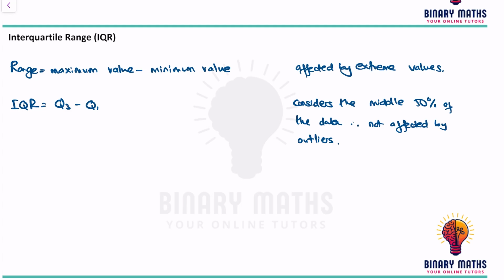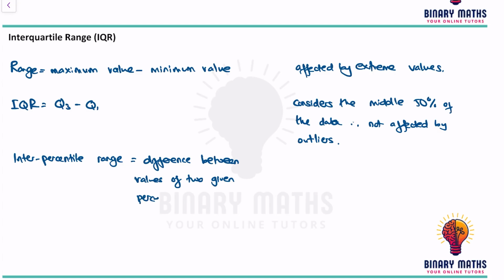The other thing that you might be asked to work out is interpercentile range, which is the difference between values of two given percentiles. So it might be the difference between the 80th and the 10th, and so on. Okay, let's go through the example. You're still using linear interpolation to work it out, so there's no new technique you need to learn to work these out.